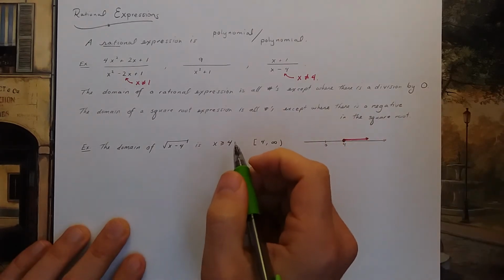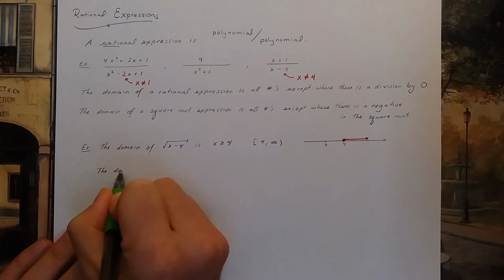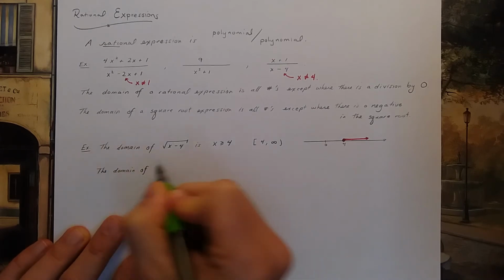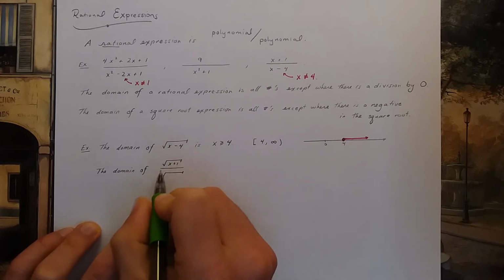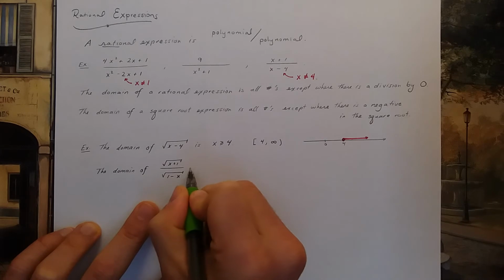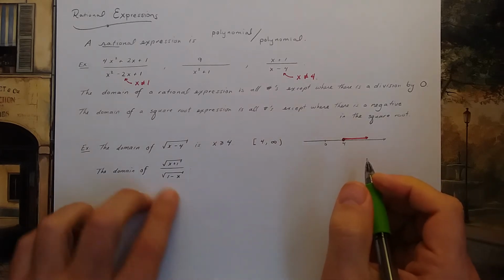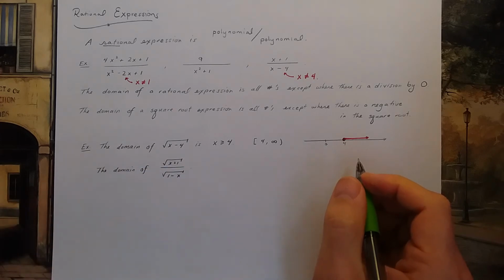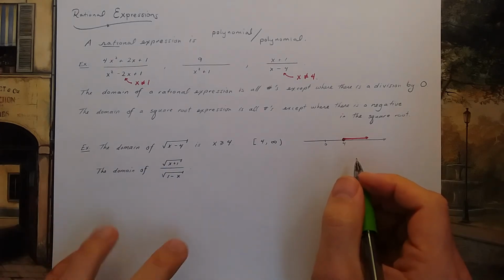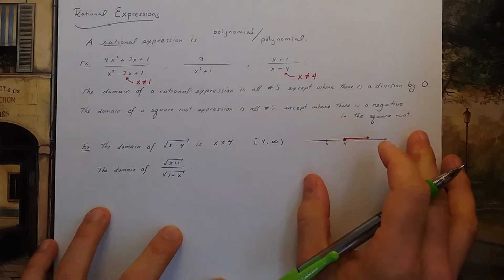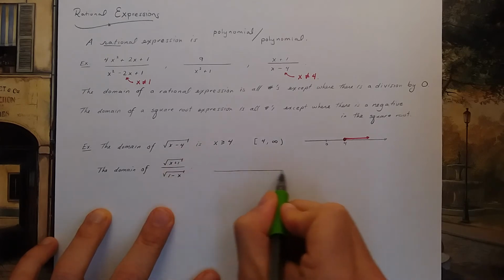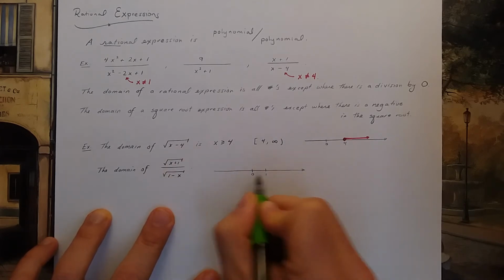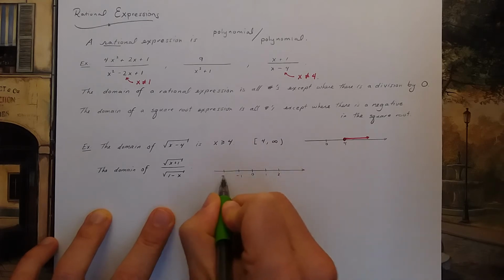How about the domain of the square root of x plus 1 over the square root of 1 minus x? Well, let's think about this for a second. I can't have any negatives in a square root, and I can't divide by 0. Those are the two main issues when we're discussing domains of expressions. So let's draw a number line: 0, 1, negative 1, 2, negative 2.